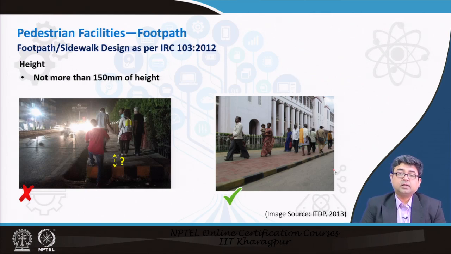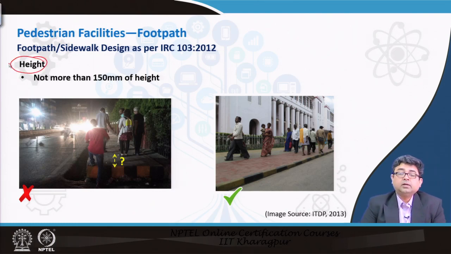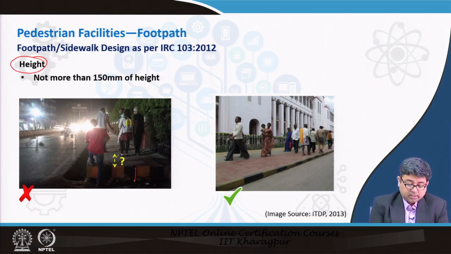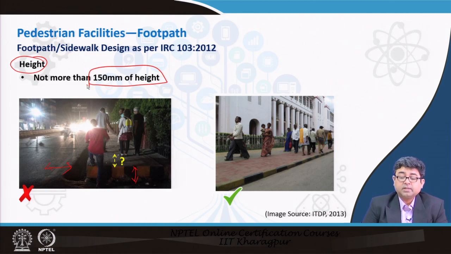The next thing, once you have catered to the width of the footpath, is that you also have to look at the height of the curb or the height of the footpath. Sometimes in many cities you would see that the footpath is very high when compared to the carriageway, but what IRC says is that it should not be any more than 150 millimeters high. This is what IRC recommends, right.